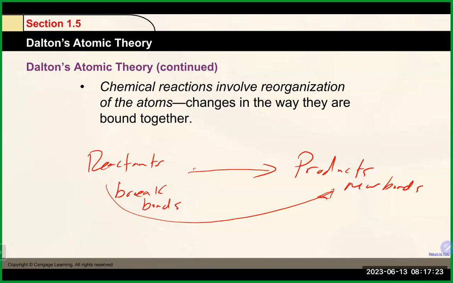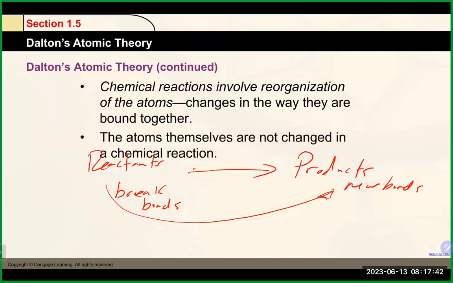We also have that conservation of the elements. We're not going to lose any carbons along the way in that process, or hydrogens or whatever may be there. So whatever elements you start with in a chemical reaction, you definitely will end with the same elements on the product side. The atoms themselves are not changed in the chemical reaction, just the bonds. So these are the main points of Dalton's atomic theory.